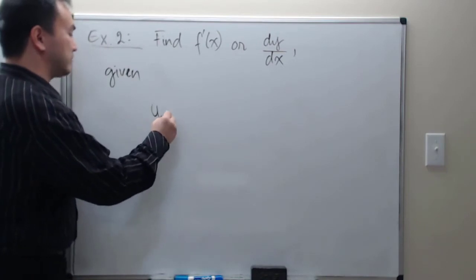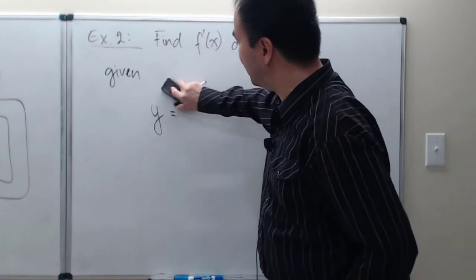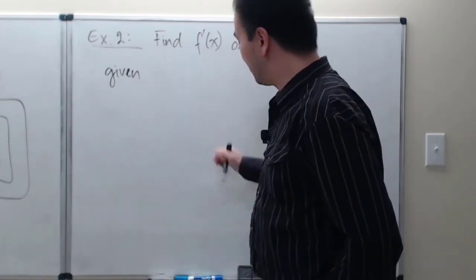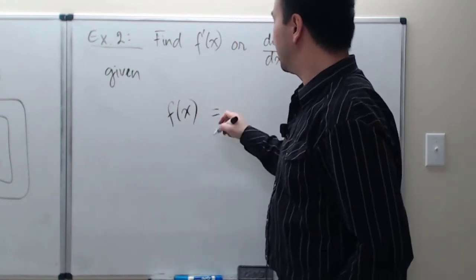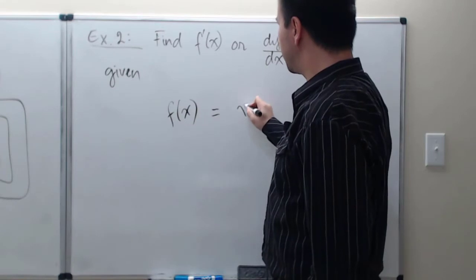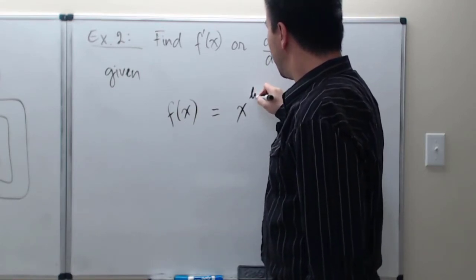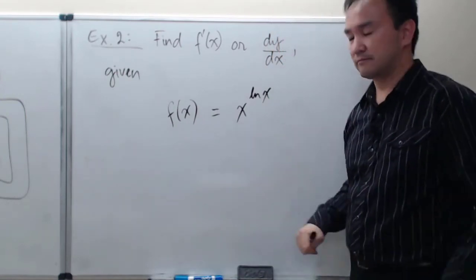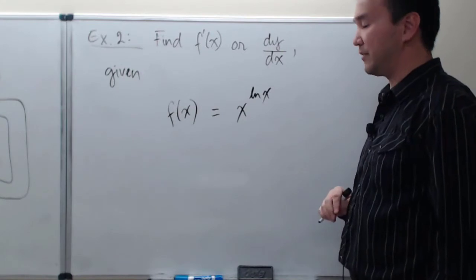So what about we have something like this? Or how about to give everyone a little more experience as well, I'm going to start out with the function in the beginning written in functional form. f of x equals x to the natural log of x. That's what it is. Okay, x to the natural log of x.